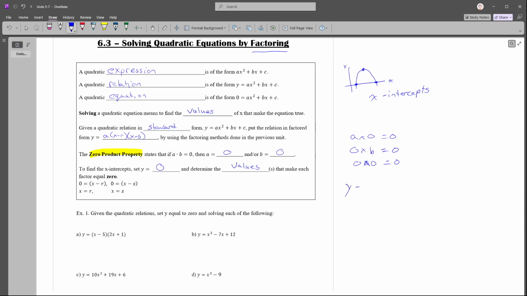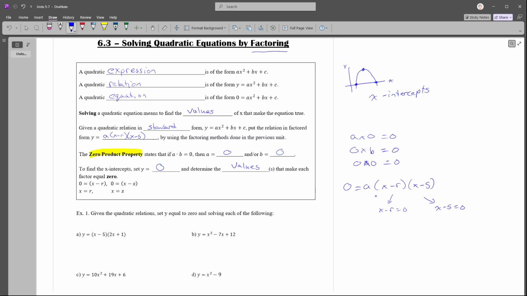Now look at our equation up here. We have y is equal to a times x minus r times x minus s. And we're saying instead of y here, let's put a 0. Oh, that's terrible. Let me erase that. Okay. So let's set this equation equal to 0. And what I'm saying is we can calculate the values of x by simply setting each one of these factors equal to 0. x minus r is equal to 0, and x minus s is equal to 0.